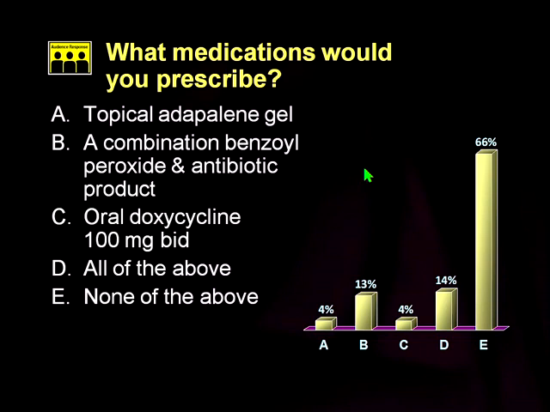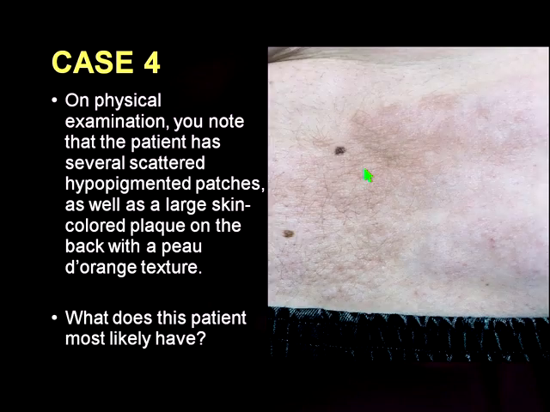Great. So the majority of you put none of the above, and the rest of the responses were sort of mixed. So those of you that put none of the above were thinking, that looks a little fishy for acne. I don't think that's acne. And it's not. So here's another clue. For those of you that thought that was acne, you do your good full skin exam looking for anything else unusual. And on exam, you see that this patient has several scattered hypopigmented patches as well as a large skin-colored plaque on the back with a peau d'orange texture. What does this patient most likely have?